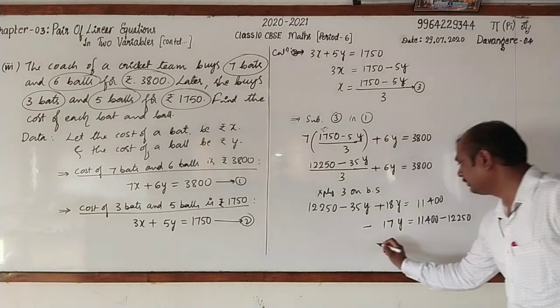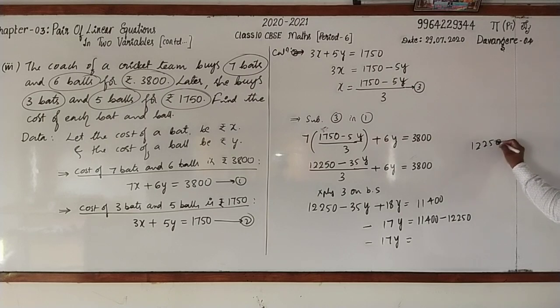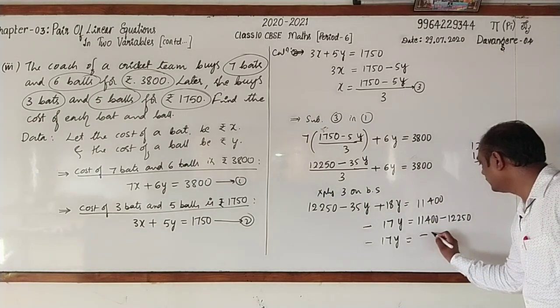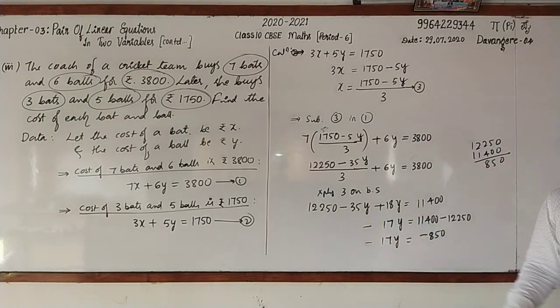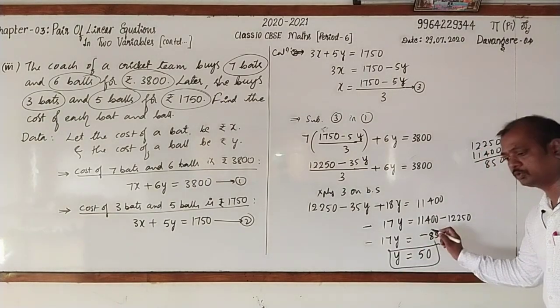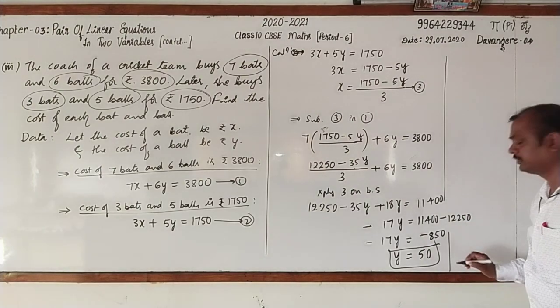Then 11400 minus 12,250, then minus 17y. This is equal to. Subtract here. 12250 and 11,400. 0, 5, then 12 minus 4, 8. 1 minus 1, 0, 1 minus 1, 0. 850. So here greater number has minus sign, hence it will be minus 850. Minus minus get cancelled. y is equal to, see that, 17 ones are, 17 5s are 85, zeros are. y equal to 50. Next, let us find out the value of x.